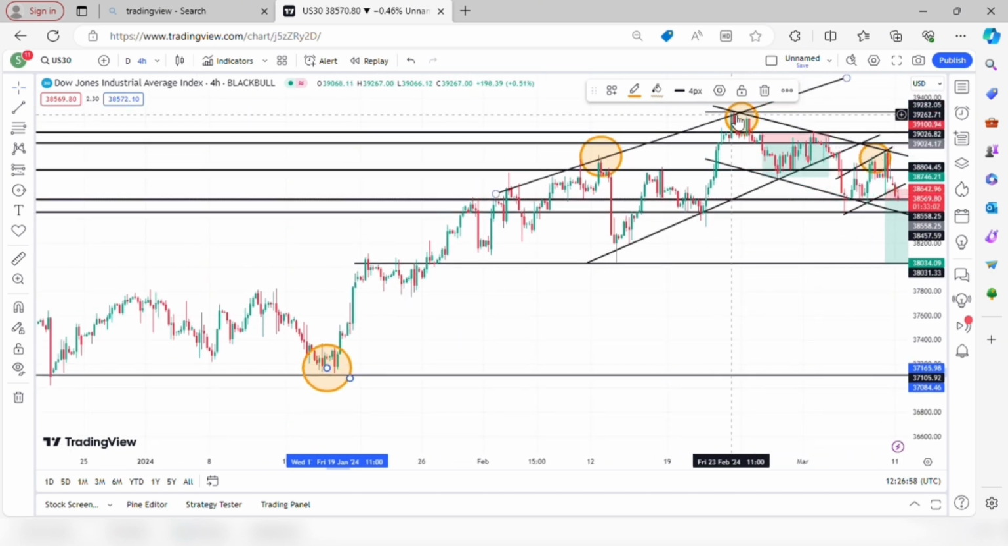And when it got here, it is again giving us a double top.